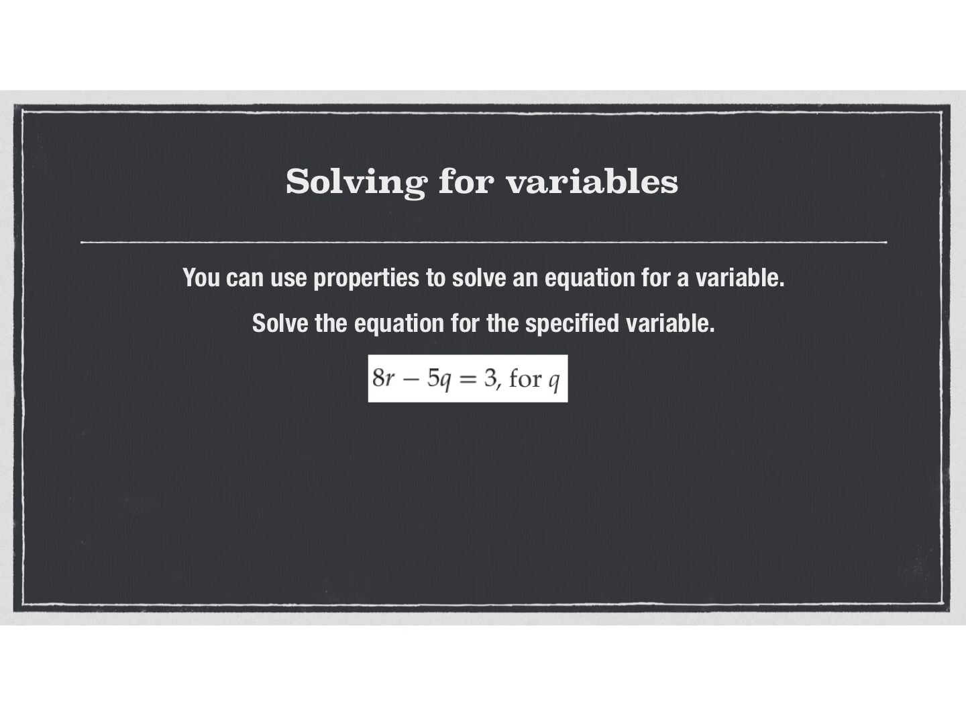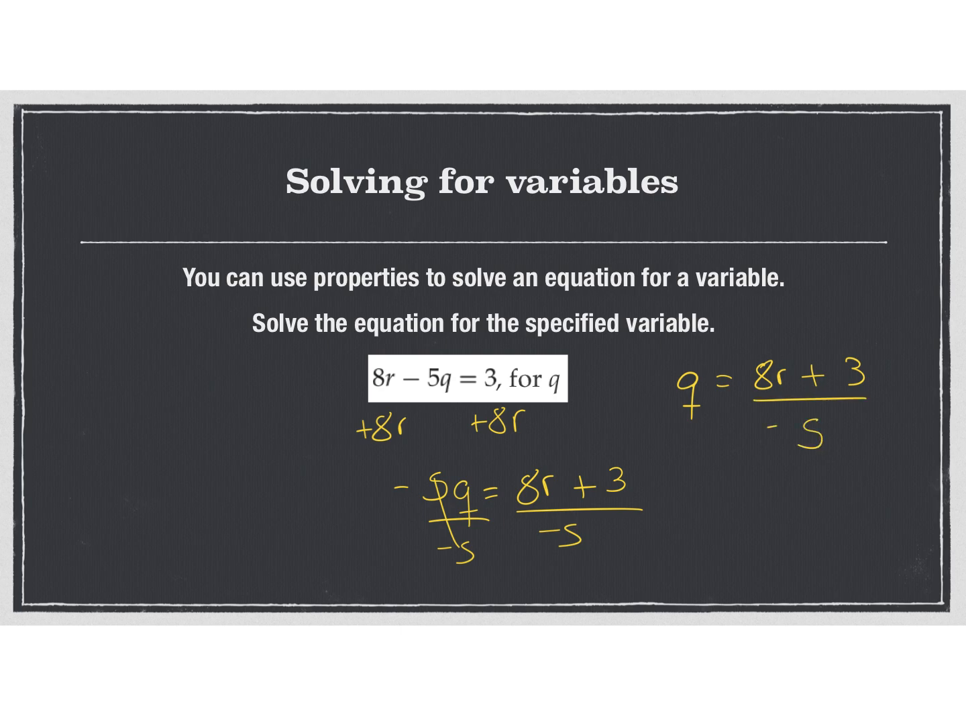So if they want you to solve for q, you can rearrange this by adding 8r on both sides. So we get negative 5q equals 8r plus 3. Then we divide by negative 5 on both sides. And we get that q equals 8r plus 3 over negative 5. This has to do with literal equations that we had last year.